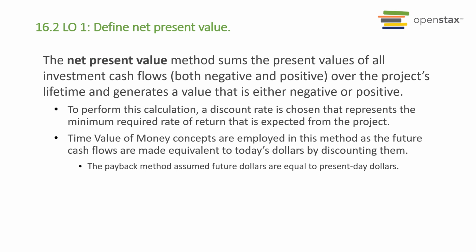The net present value method sums the present values of all investment cash flows, both negative and positive, over the project's lifetime and generates a value that is either negative or positive. Sum the present values of the individual future cash flows at a chosen discount rate, netting positive and negative cash flows. The I, or discount rate, is determined as the minimum acceptable rate of return for the investment. The resultant sum is the net present value of the investment.